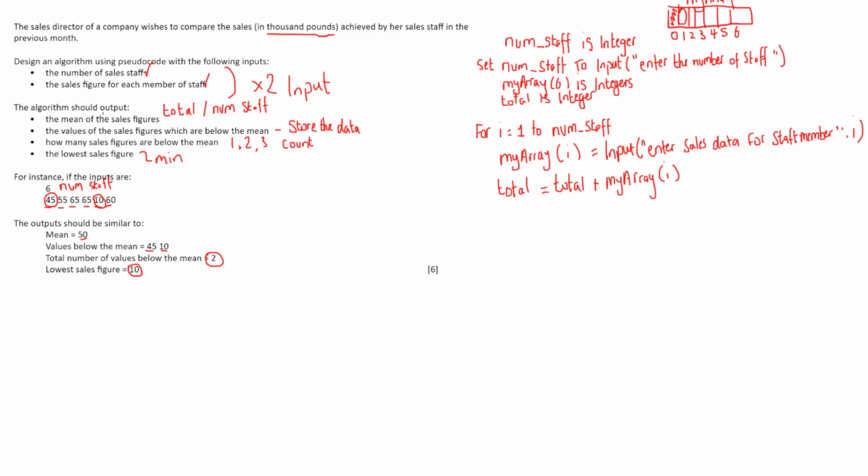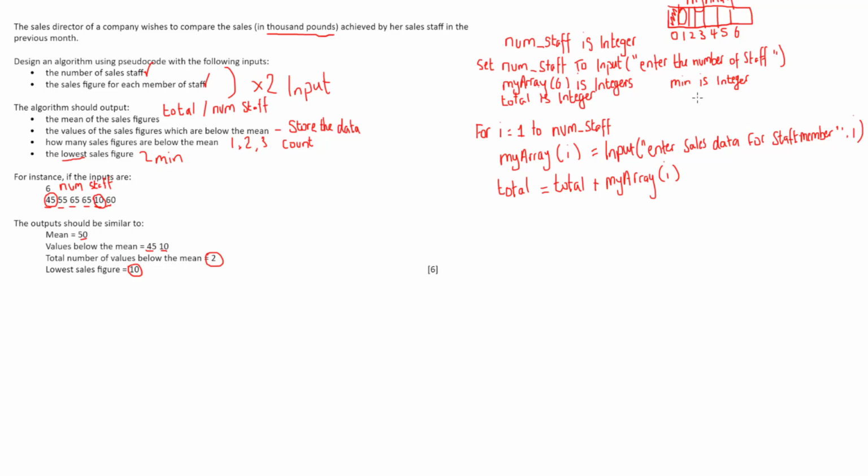Done that. And now what we need to do is allow that to add up, but we also need to do the lowest sales figure. And I can do that as data is coming in to my array. But I do need a variable for it. So I'll declare another variable and I'll call it min is integer.